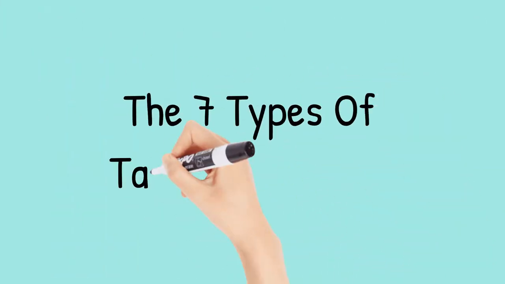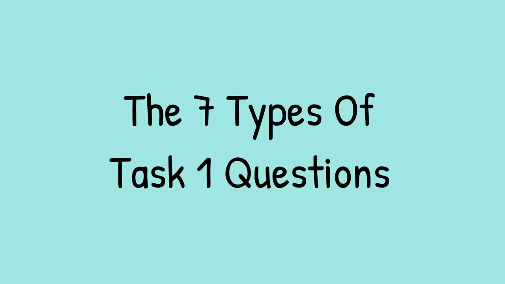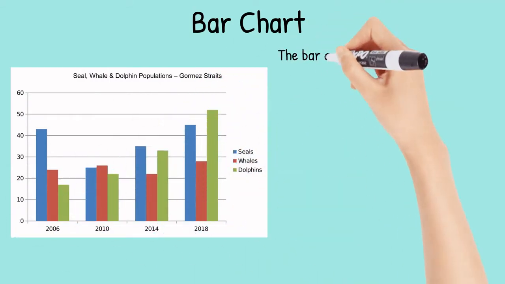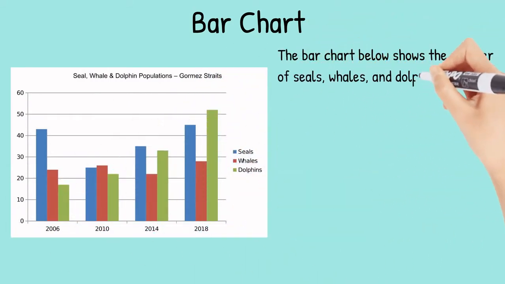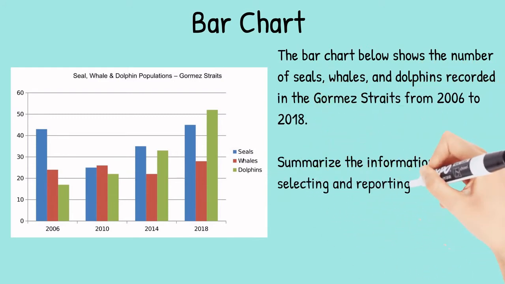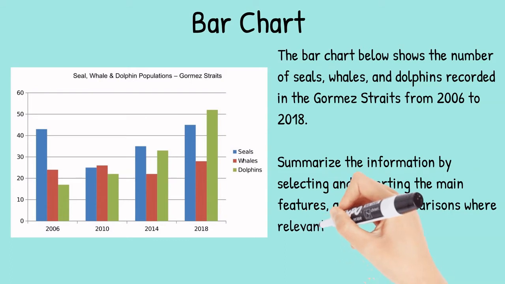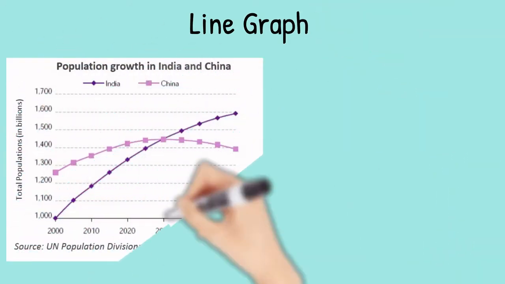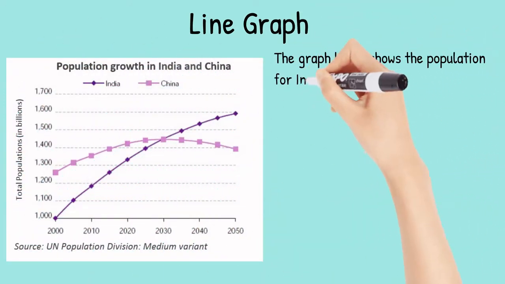Now let's have a look at the 7 types of Task 1 questions. Here we will briefly look at the different types of questions for IELTS Academic Writing Task 1 and a sample question for each. The first type of question is bar chart. Bar charts or bar graphs are very common Task 1 questions. The data can be presented vertically as in the example below or horizontally. Next is line graph. Line graphs are also common in IELTS Academic Writing Task 1. They are easier to interpret than they may look.